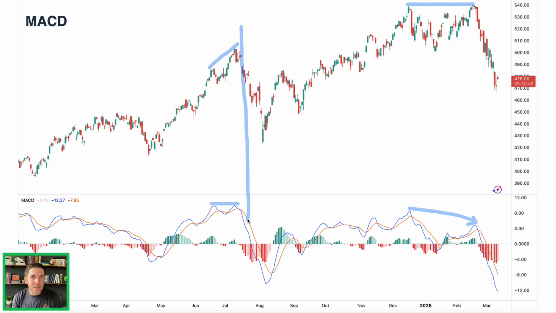If I've got profits on bullish trades, I might want to start taking those profits. Maybe I start dabbling into some bearish positions. Maybe I start hedging some of the positions that I have. That's how you want to use these. It's not all in, all out.